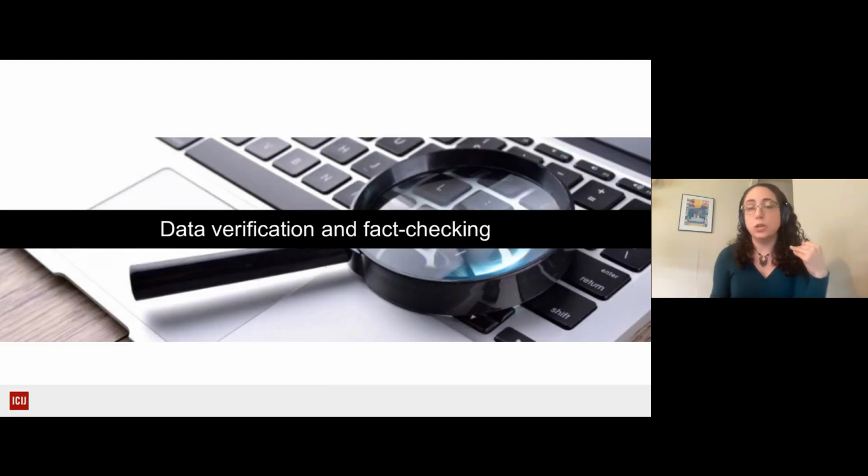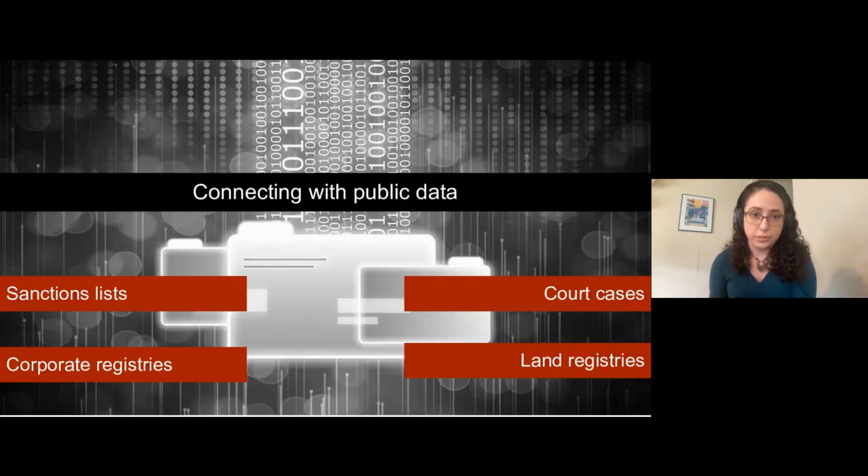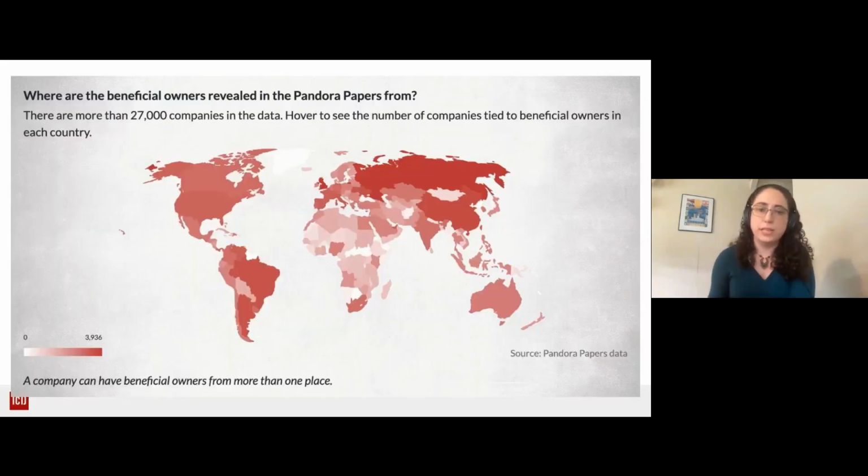But then we also do the whole process of fact-checking and verifying the information that we have in front of us. So we cross-reference against public records, and we do a lot of reporting that expands what we find in the data. That is central to our work. In connecting that data with public records, we look at sanctions lists, court cases, corporate registries, land registries, and so on.